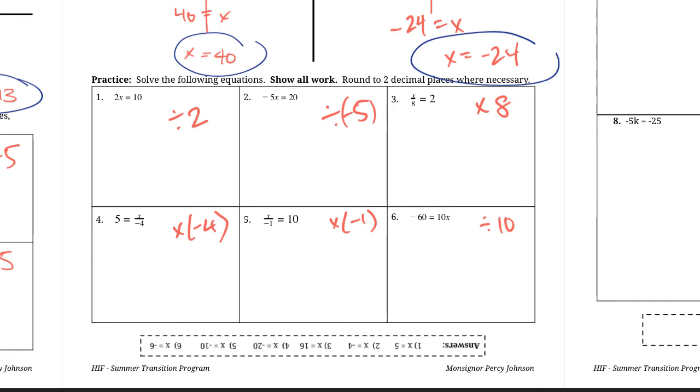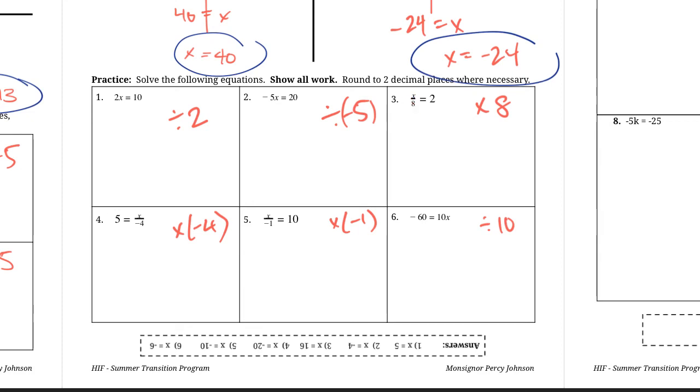So just so you know what the operation is that we did in each question, the operation to get rid of this 2 was to divide by 2. So you had to do that to both sides. For this one you have to be a little bit careful. We want to get rid of the negative 5. And the negative 5 is being multiplied by x. So what's the opposite of multiplying by negative 5? Dividing by negative 5. So you should have divided both sides by negative 5.